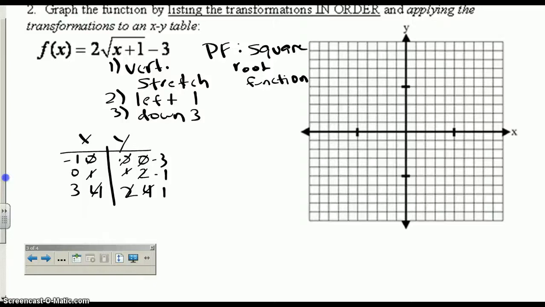Negative 1, negative 3, right around here. 0, negative 1, right here. And 1, 2, 3, up 1, right here. So if you look at my new parent function, you'll see that I took my original parent function, I moved to the left 1, I moved down 3, and I had a vertical stretch of 2. And you can see the complete difference, because if I refer back to the parent function, here's the original. Look at that, it is vertically stretched out, and it is moved to the left 1 and down 3.